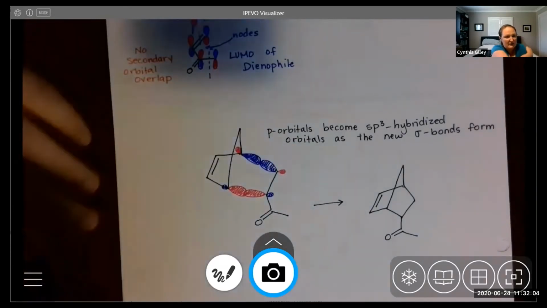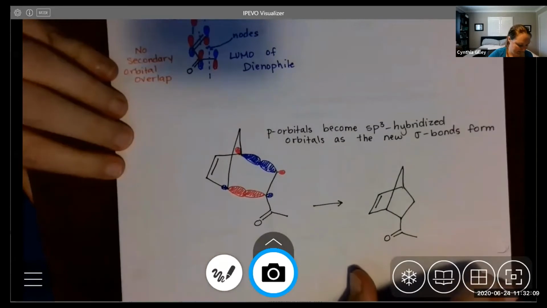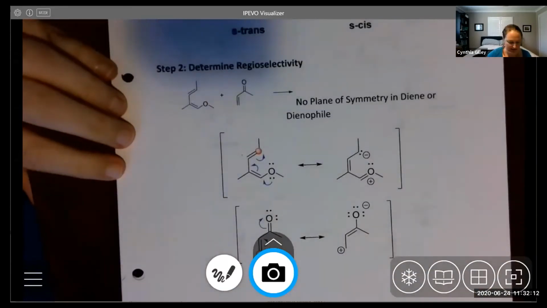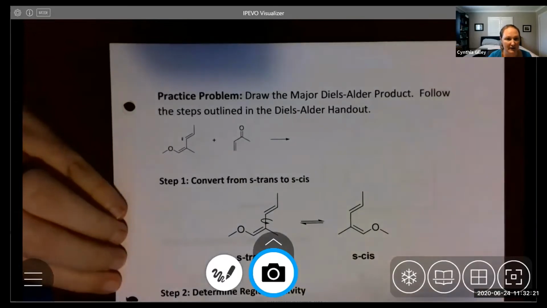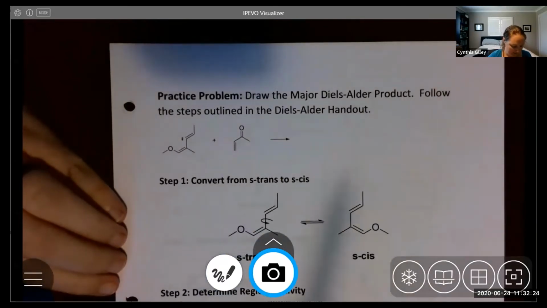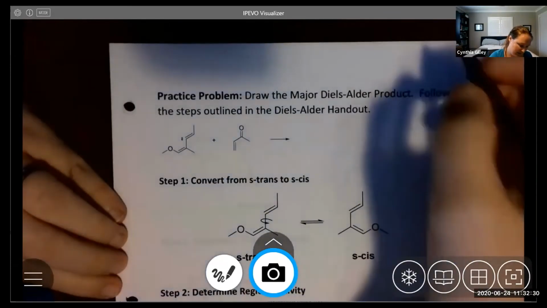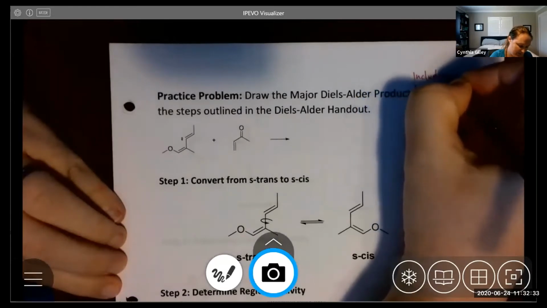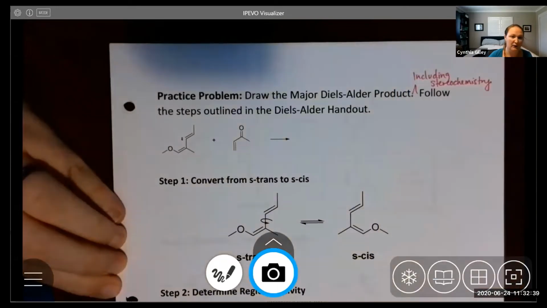And we'll do some more pictures as well, on a different example, to help you visualize that. I want to take you through an example, from start to end, utilizing the handout. Okay, so let's say you were given this one. You need to draw the major Diels-Alder product, including stereochemistry. And to help you out, you can follow the handout, although you won't have it on the exam.